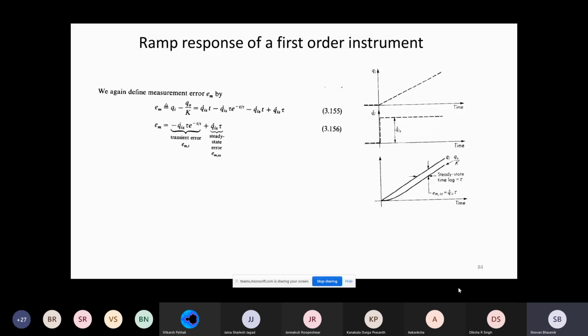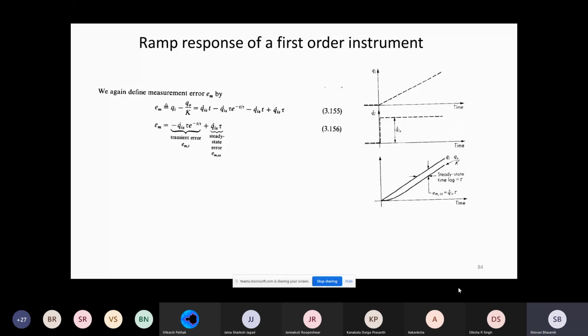So what will be the output? That will be the steady state error. So as t tends to infinity, it cannot reach the input. Always there will be error, and the steady state error will be Qis dot into tau. Now you see, what do you need? Steady state error will be Qis dot into tau, so tau needs to be less in order to get the steady state error less. So tau is basically here acting as a time lag.